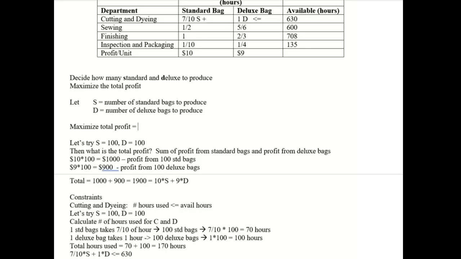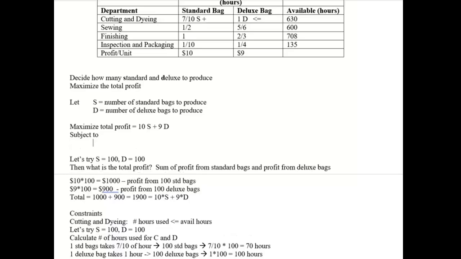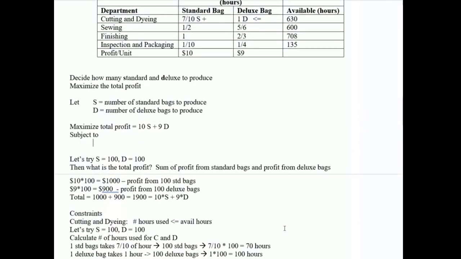So when I say maximize total profit, what's the total profit? Right over here: 10S plus 9D. Then we say subject to, and then we follow with our constraints. So the first constraint was like this, 7/10 S plus 1D less than or equal to 630. Okay, so 7/10 S plus 1D less than or equal to 630.